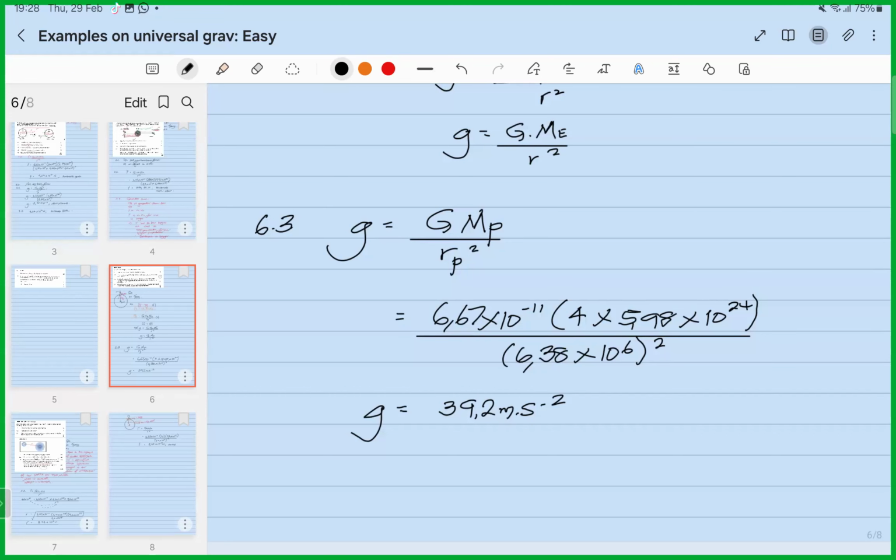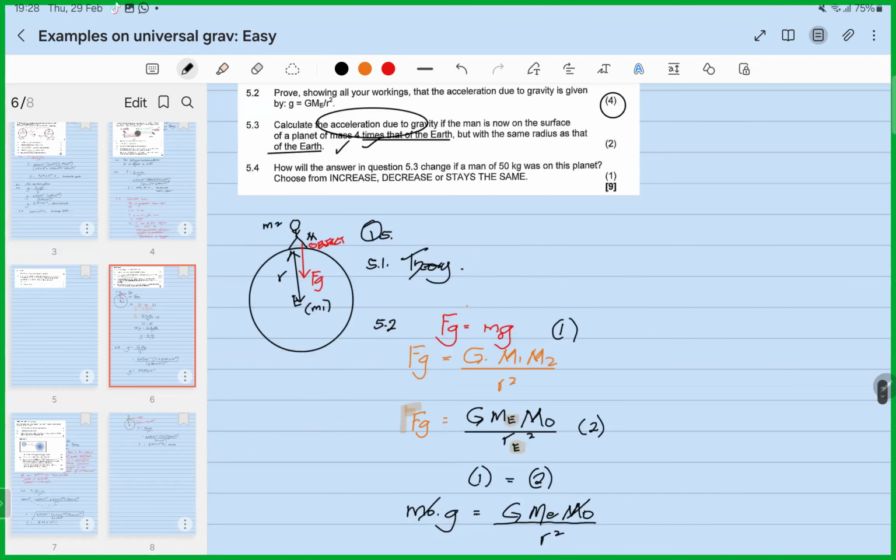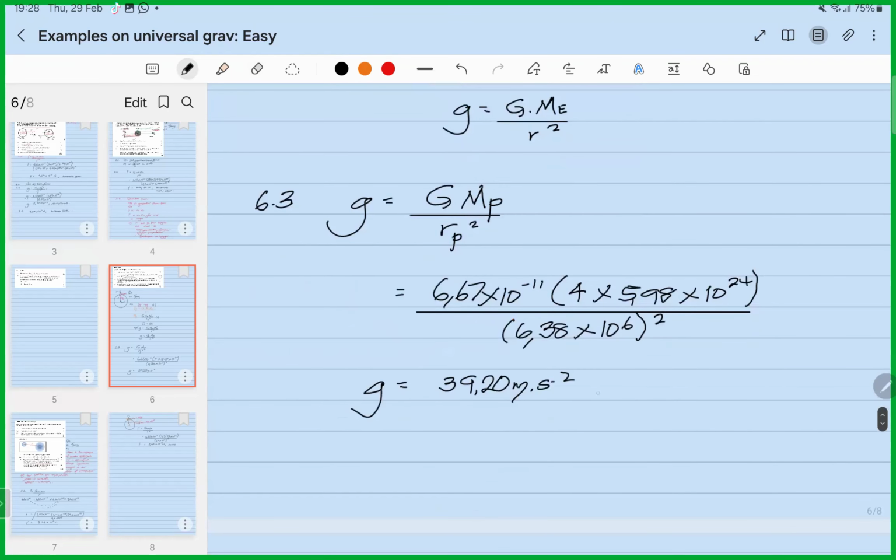So it's 39.20. Thank you. Sir, 39.20 meters per second squared. Did they say magnitude or did they say acceleration? Your acceleration due to gravity on any planet, as far as we know, is going to be towards the surface of the planet. Or you could just say downwards.